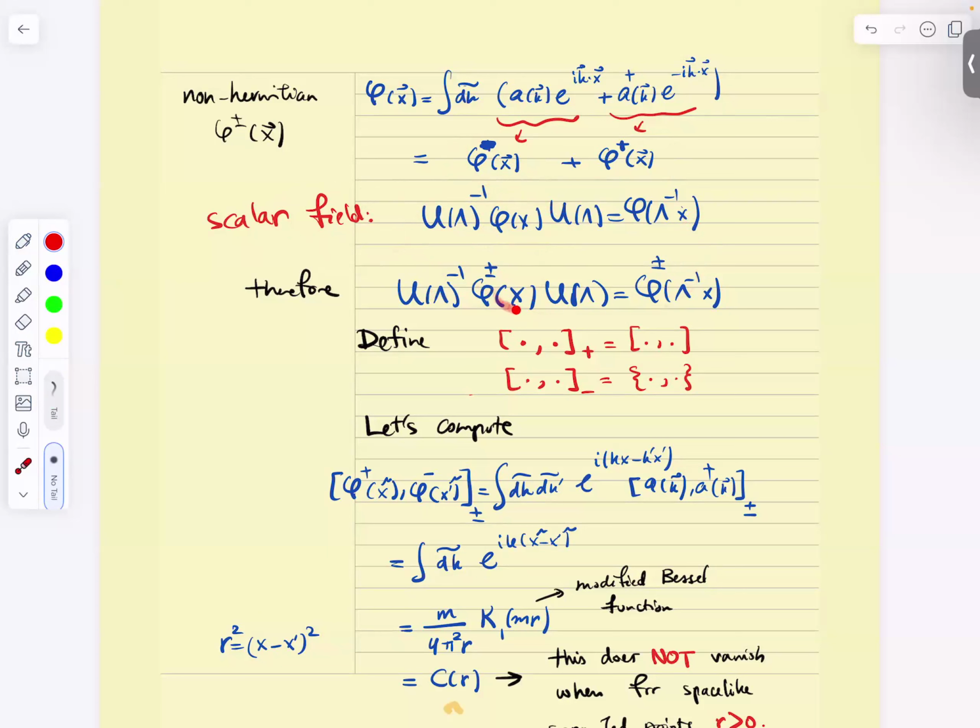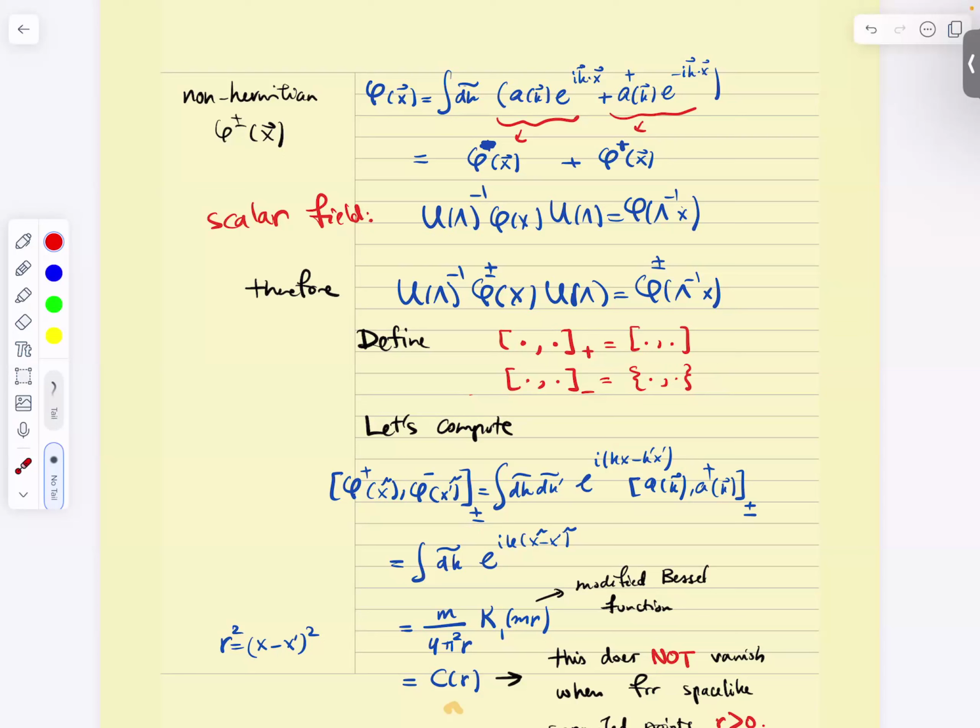Therefore, this relation should hold for phi plus and phi minus. Now, because I want to run into a contradiction, I'm going to use a compact notation. For the commutator, I'm going to put plus. For the anti-commutator, I'm going to put minus, right? So I'm going to write these expressions for plus minus. I'm going to write one line, but remember that I keep track of plus minus.